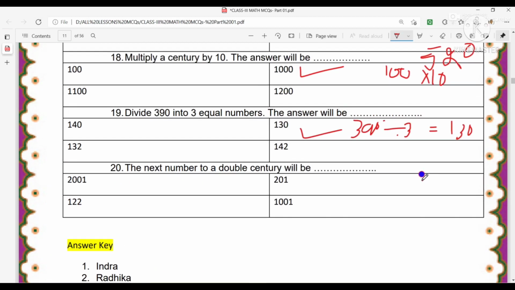Next, the next number to be double century. Double century means 200, right? 100 means 1 century, so 2 centuries means 200. So the next number is 200 plus 1.